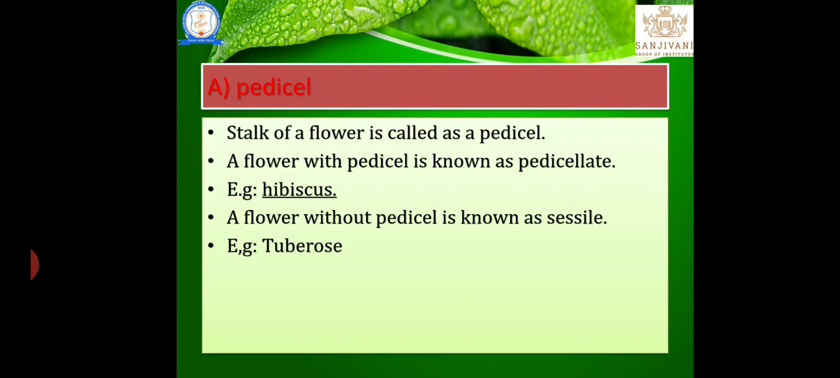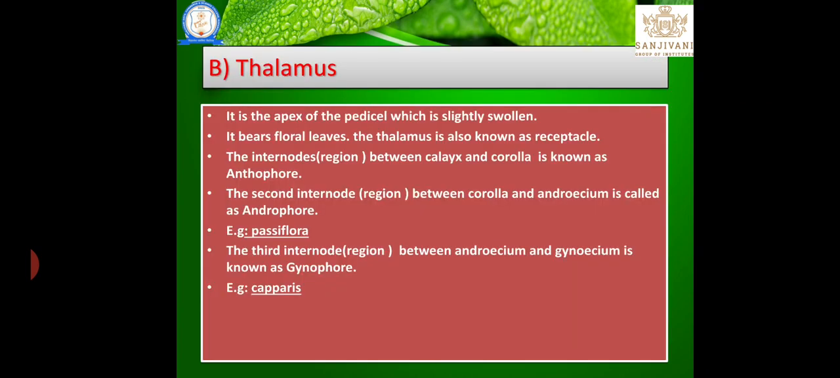Then the pedicel. The stalk of a flower is called a pedicel. A flower with a pedicel is known as pedicellate, for example hibiscus. A flower without a pedicel is known as a sessile flower, for example tuberose. Thalamus: it is the apex of the pedicel, slightly swollen, and it bears the floral leaves. The thalamus is also known as the receptacle.